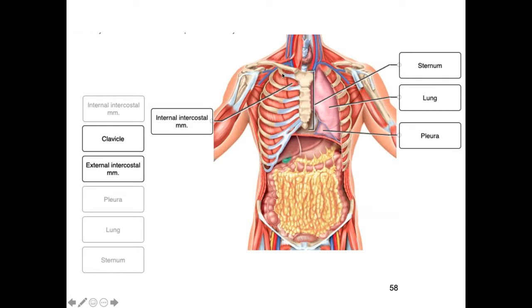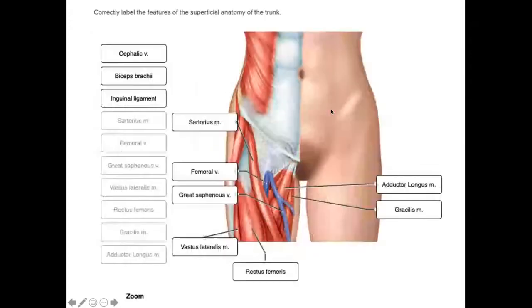So here's the first rib, here's the second rib, here's the second intercostal space. There's muscle in between each rib called intercostal muscles. The double M means muscle. So here's the internal intercostal muscle. Here's the lung, and the pleura is just the tissue that surrounds the lungs.